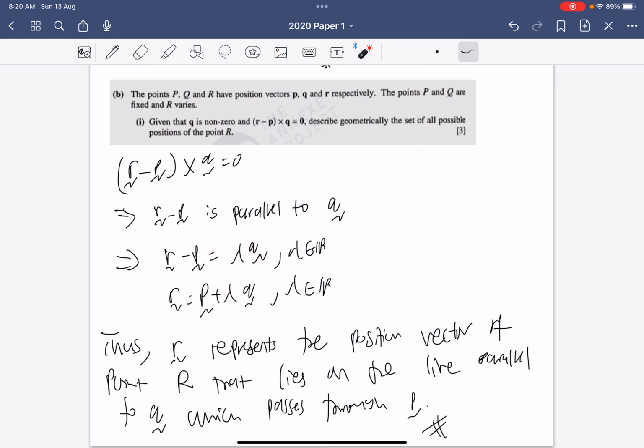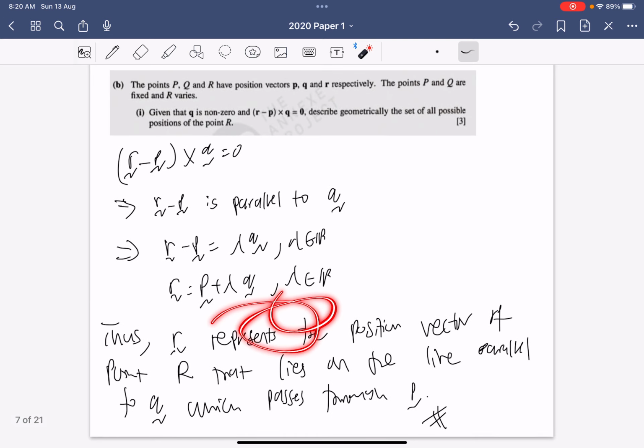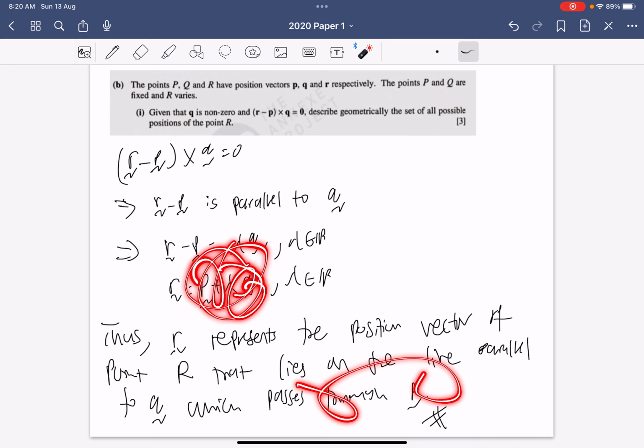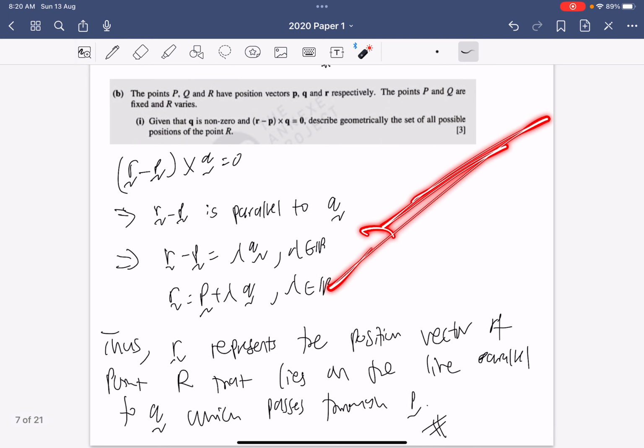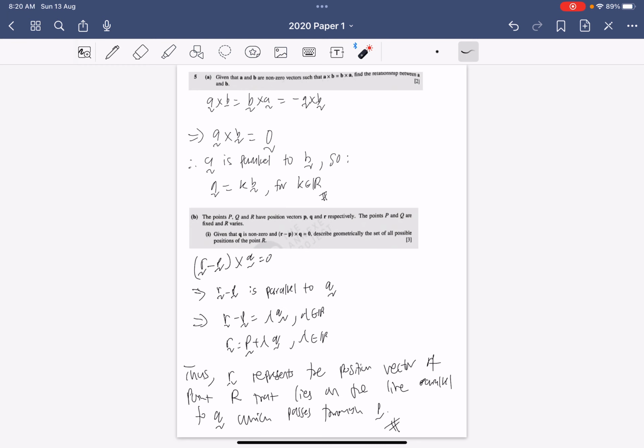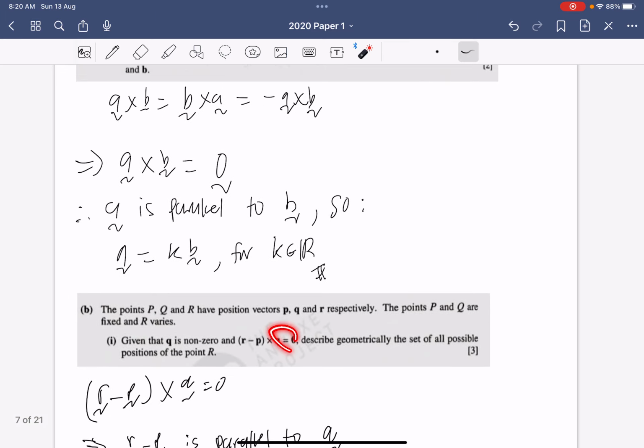So by writing that line, we know that it's some scalar multiple, so we just need to bring the P over. So actually R equals P plus lambda Q. This means that R represents the position vector of the point on the line parallel to Q and passes through P, because this is the equation of a line as lambda varies. So R is just the position vector of any point on the line. I hope that's interesting to solve, and you gain some insight from doing it, and you realize how you can also write an equation of a line using this method.